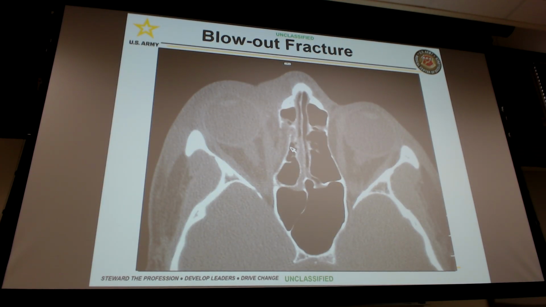Okay, there's a blow-out fracture here on the right medial wall. Okay, you can see that right here. That should be all intact like this eye is. It's not, it's broken. That is an orbital blow-out fracture.